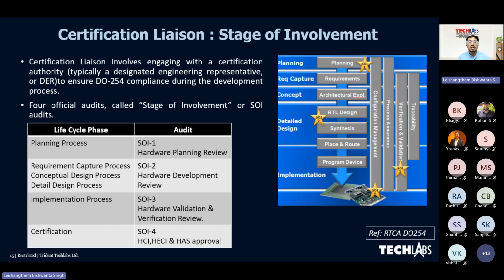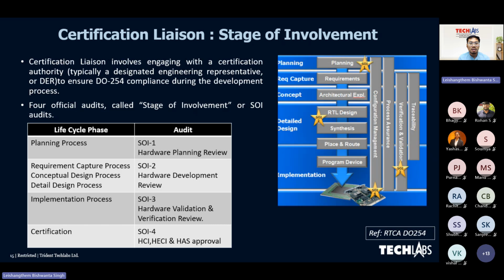So when we talk about certification licensing, we always talk about status of involvement. Status of involvement is basically the review or audit that happens during the whole DO-254 process. And officially for DO-254, four official audits will be there, called status of involvement. In this table, you can see which are those four audits and where they come. So SOI 1, 2, 3, and 4 are the SOI audits that we have.